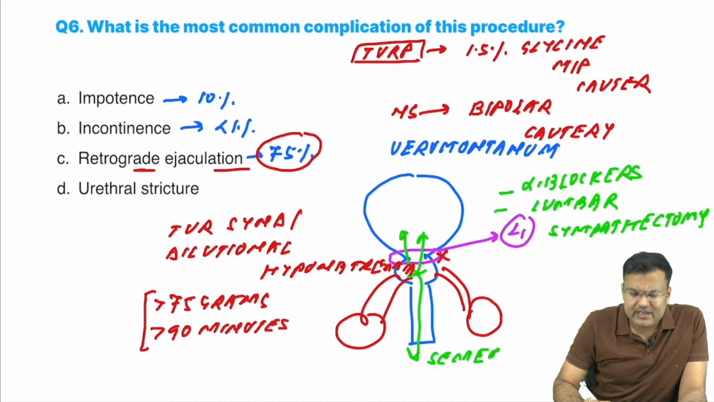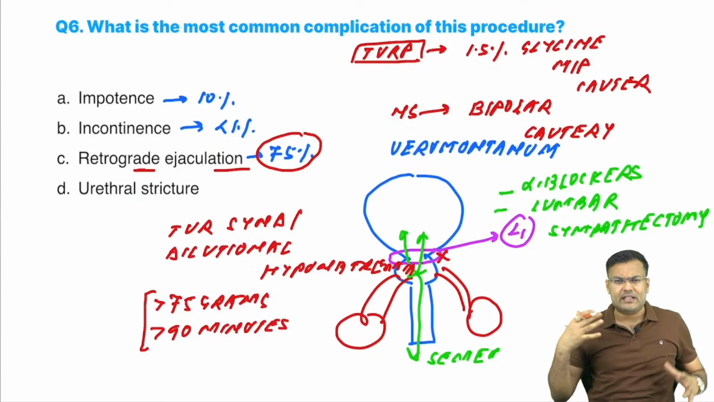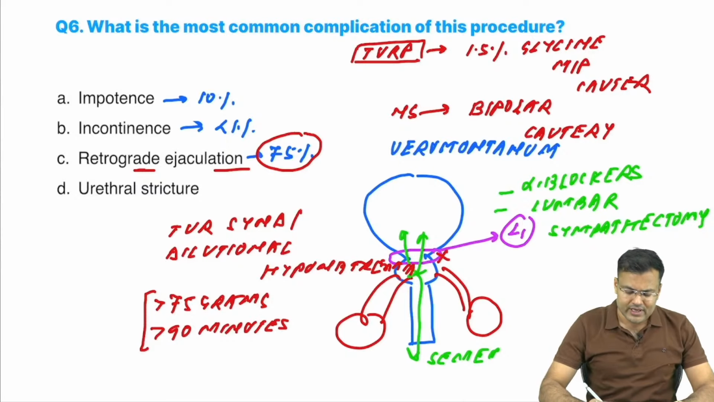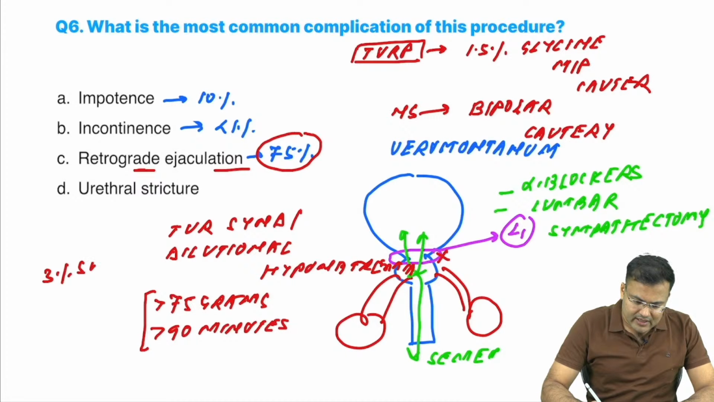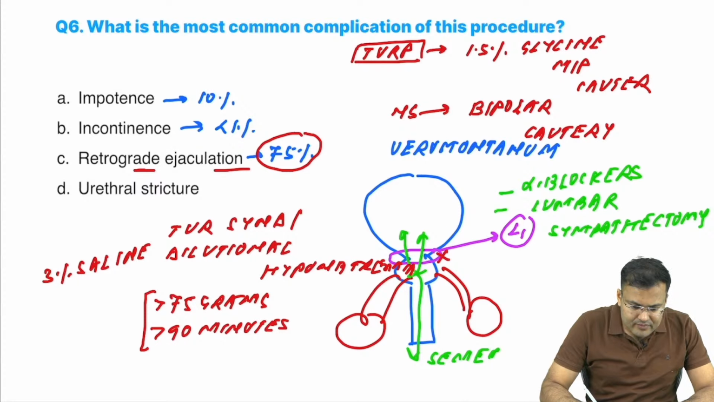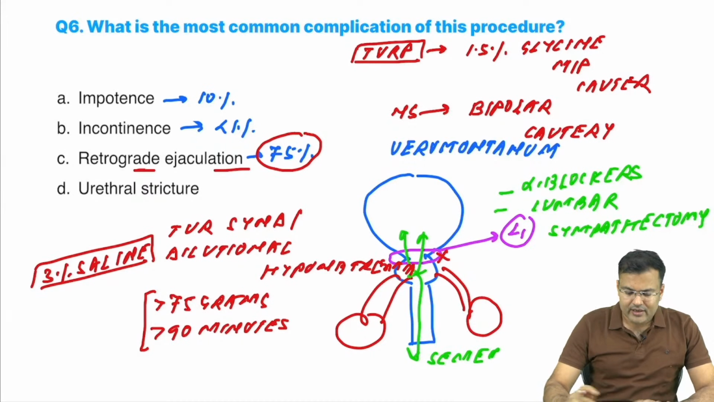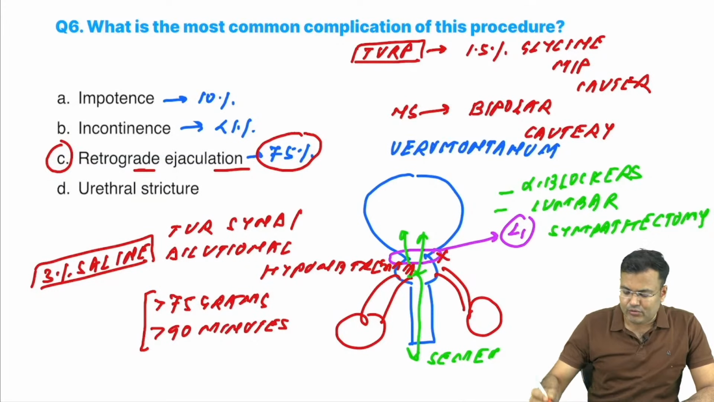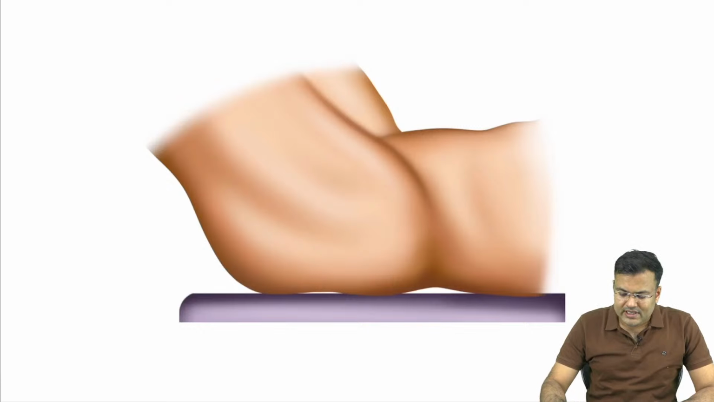So the patient is having dilutional hyponatremia. First take out the extra fluid, give IV furosemide. Still if the patient is not improving, then we give 3% saline, that is hypertonic saline. Easy. So this is how we manage. Okay. Here what's the correct answer? Retrograde ejaculation. Okay. Now you can see the next one.